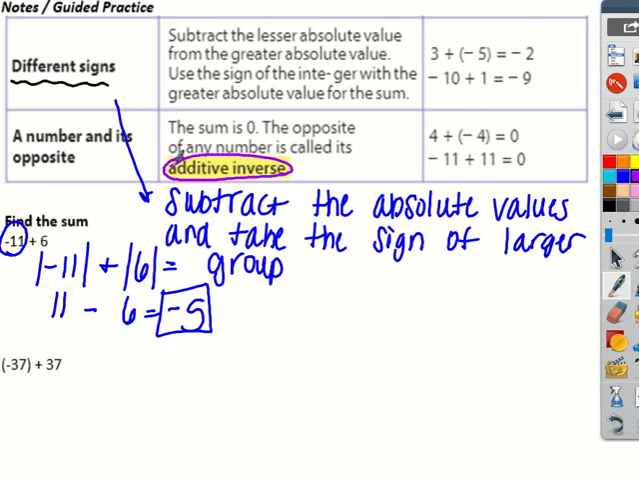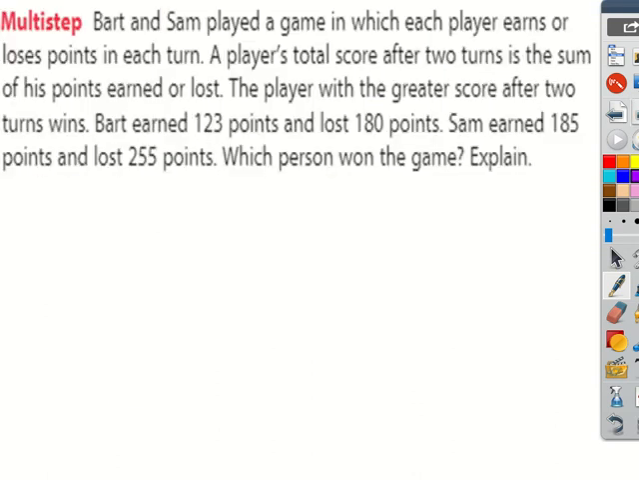So the opposite of a negative 37 is a positive 37, so my answer is 0. All right, and we're going to be practicing adding with different signs a lot. We have to also be able to apply it to the real-world application. So here is a word problem. Don't be afraid. Again, it's going to be dealing with integers.